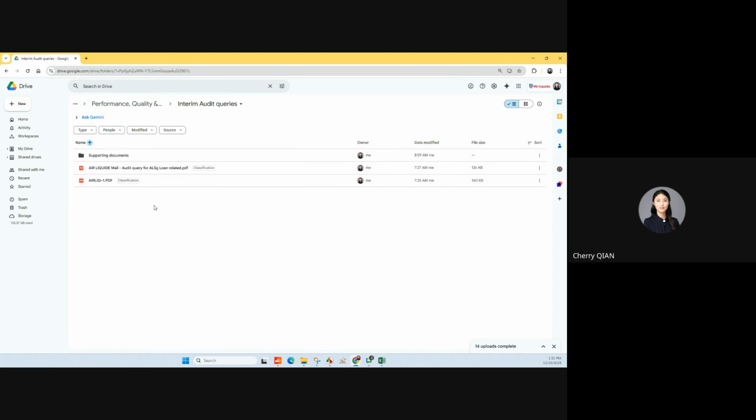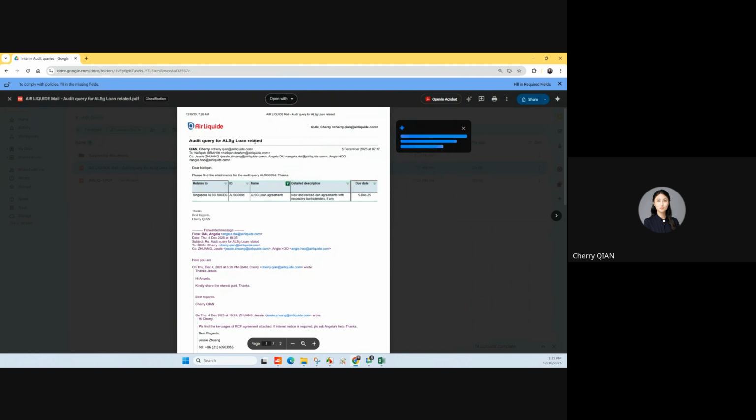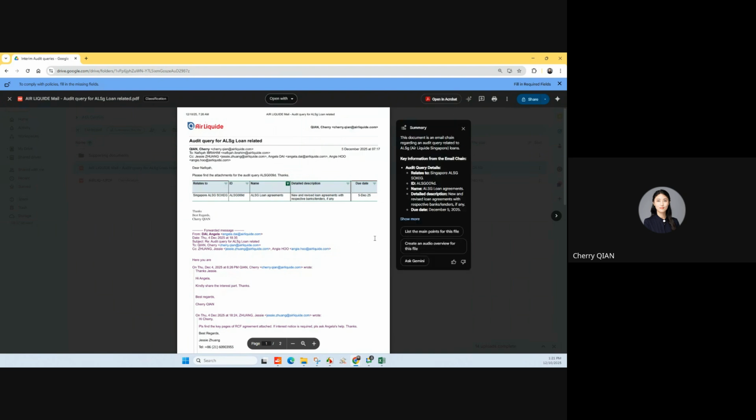This year, for interim, we received two types of questions. The first is about the Singapore loan. The auditor shares a list asking us to confirm whether we have any loan activities in the fiscal year of 2025. If there is, we need to provide the loan agreement as well as drawdown, repayment or interest payment. All documents relevant to loan activities, including the agreement, we also need to share.